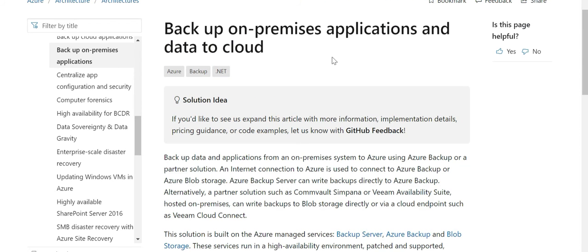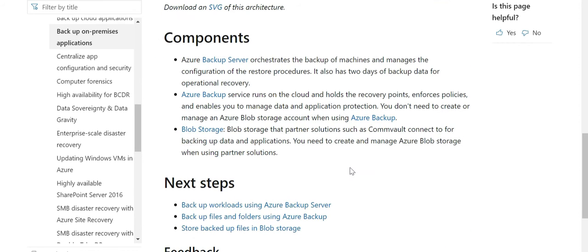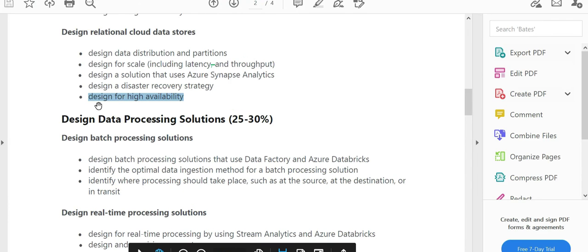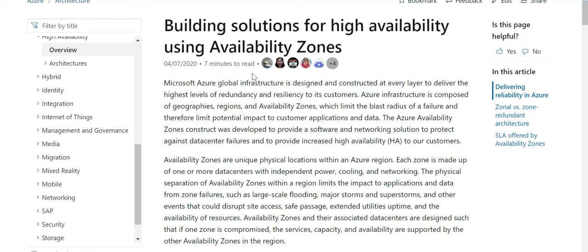You also need to understand backup of on-premises applications and data on cloud. It is very important that you understand the architecture, how it is done, what the different backup components are, etc. Then we have to design for high availability. This is a topic also on which we will be tested. So in here you will be tested for high availability.